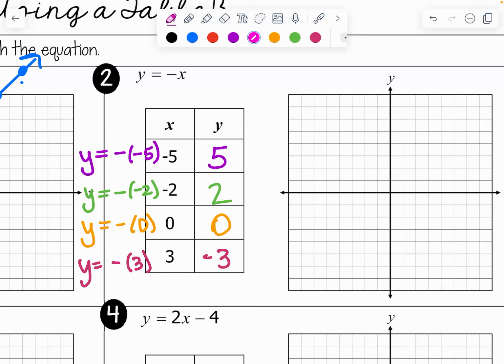Okay, so let's plot our first coordinate, -5, 5. Wait, is x negative? Well, this one is -5, 5. So this is, Tony, the first coordinate that I just plotted, -5, 5. Okay, Tony, what's the next coordinate we need to plot? -2, 2.